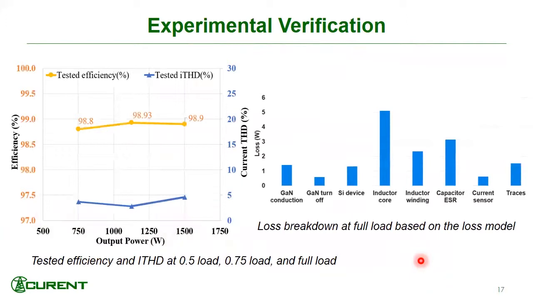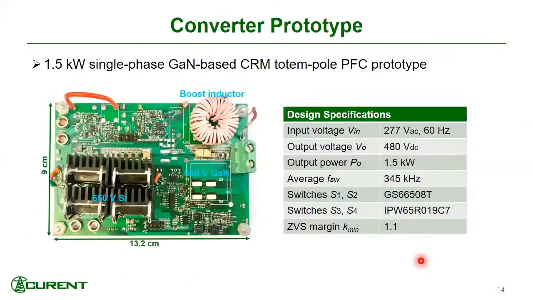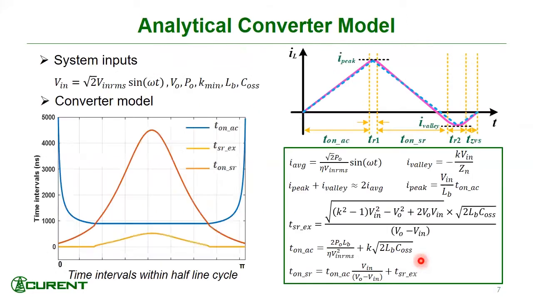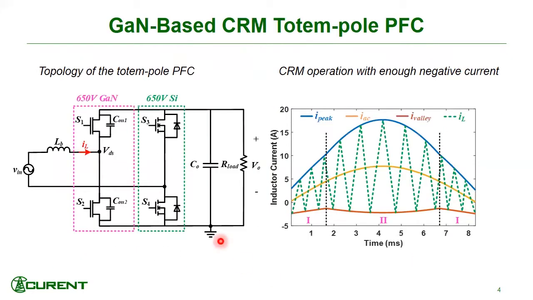Why is the low frequency switching half bridge silicon instead of GaN like the high frequency half bridge? You mean why GaN works at high frequency? Yeah, why one side GaN and the other side silicon? Why not both GaN? So for the second phase leg, actually it only needs to provide a rectifier loop. So it only works at 60 hertz line frequency, so no need for the GaN devices.